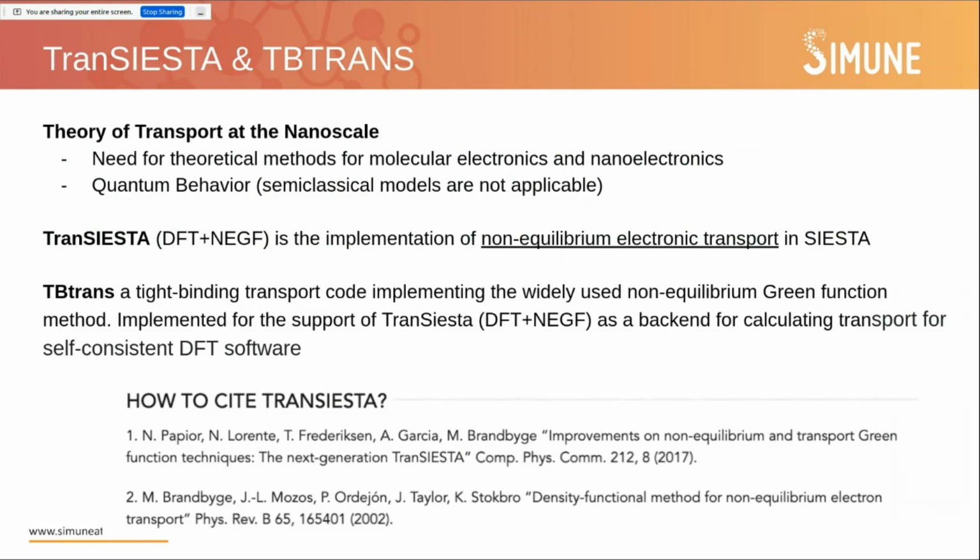And one of the codes that allows to study transport with account of quantum effects is TranSIESTA. This is a DFT code using non-equilibrium Green's function formalism to compute non-equilibrium electronic transport. So SIESTA performs self-consistent calculation of Hamiltonian and density under open boundary condition with voltage applied, and then the TBtrans utility is used to compute transmission and current through non-equilibrium Green's function formalism.